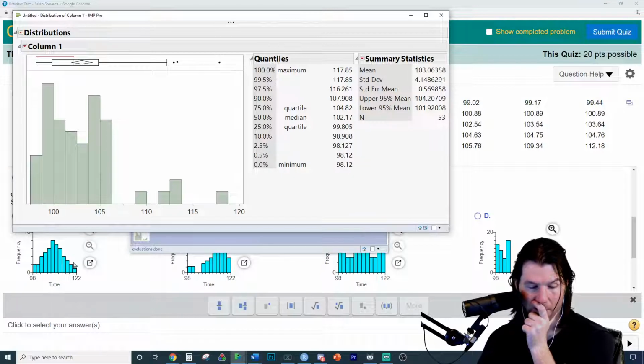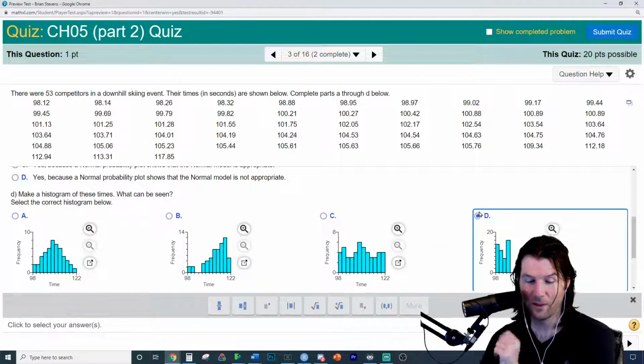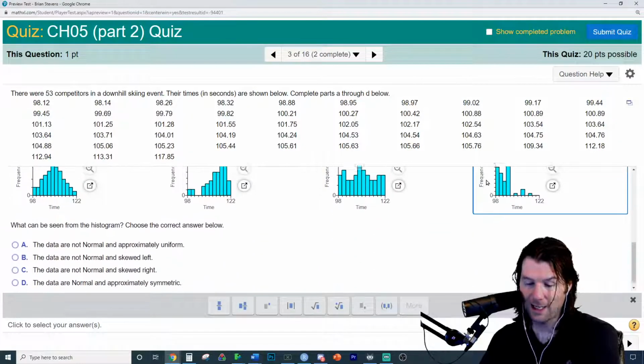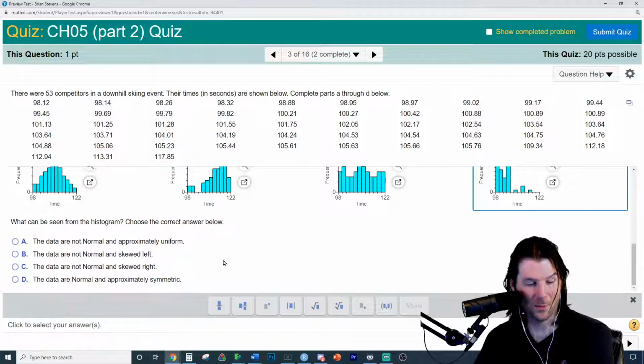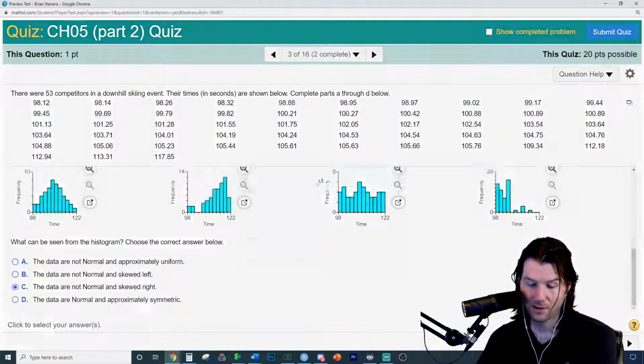That's right skew. The only one it could be is this one. That's unimodal symmetric. Yeah, it's got to be. I'm second guessing myself way too much right here. So it has to be that. What can be seen from the histogram? It's got right skew and outliers. So the data is not normal and skewed to the right.